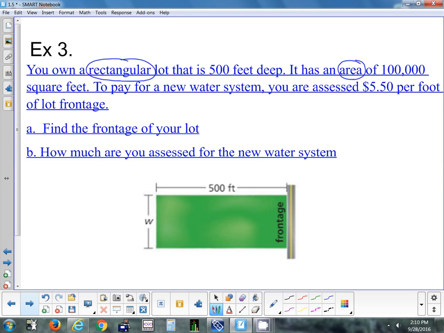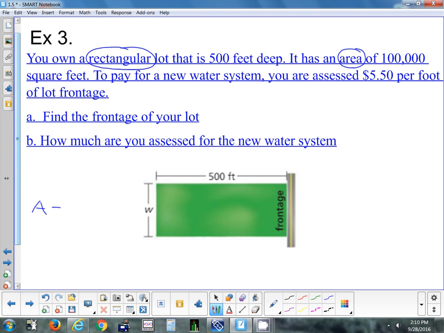Brett, can you help us out? You are the only person that knows this. You've got to save us. A equals length times width. A equals length times width. Perfect. Okay, that's your formula for area of a rectangle.